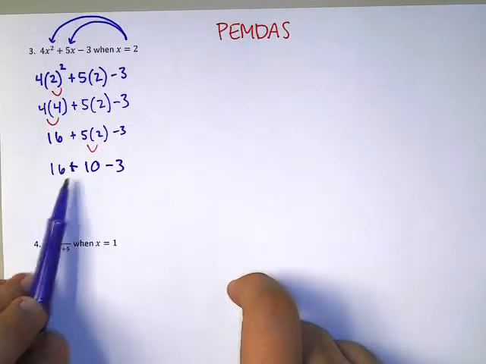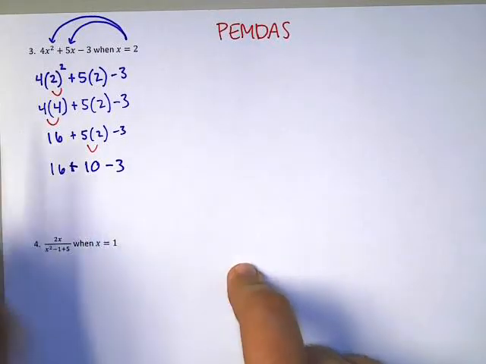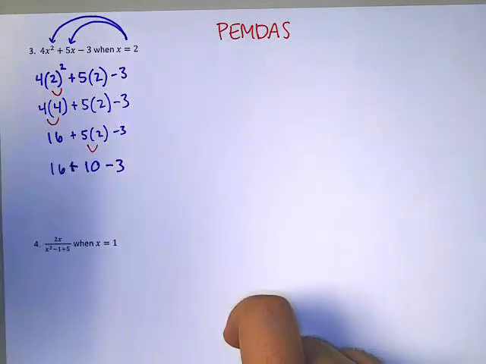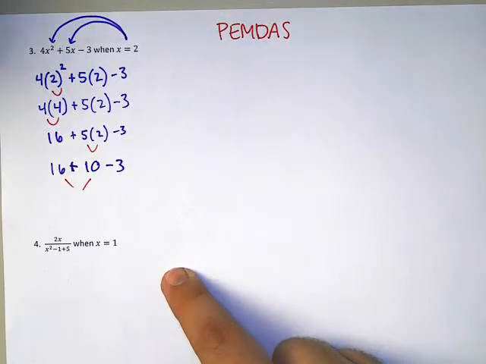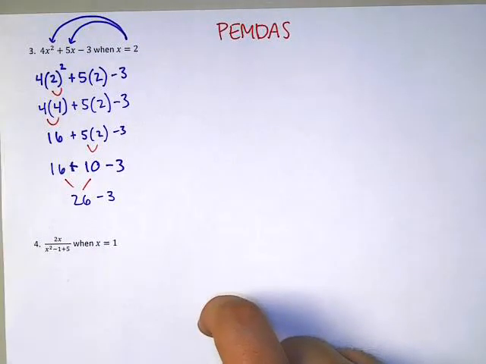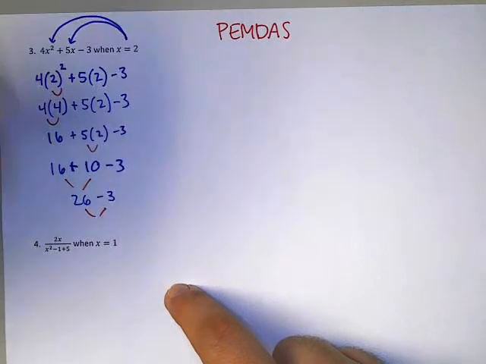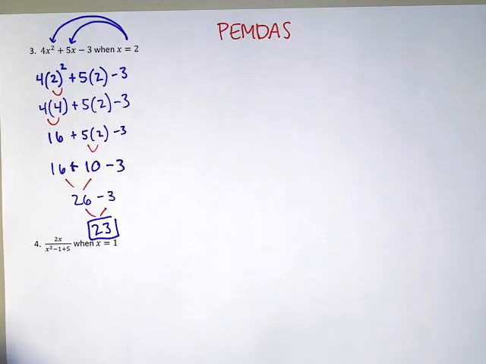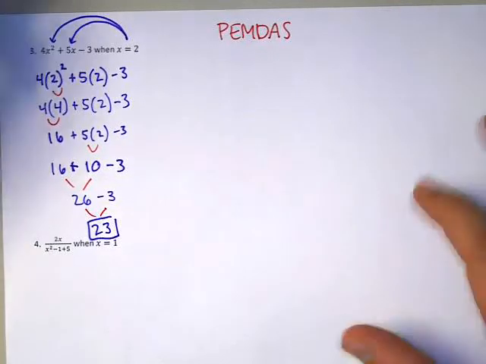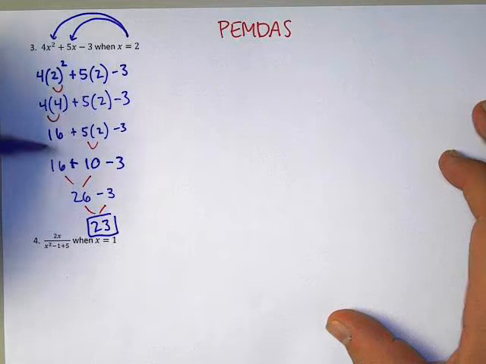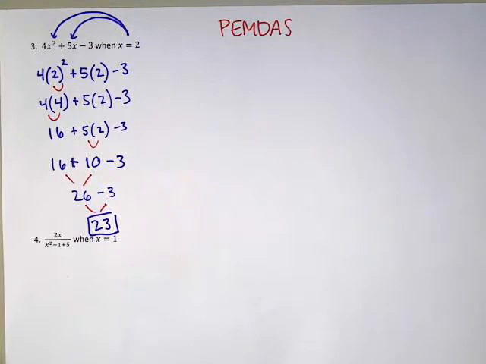Okay, now I have addition, subtraction. When we have addition, subtraction, we always go left to right. So I'm going to perform this first to get me 26, bring down the negative 3, and lastly, 26 minus 3 is 23. Okay, now this would be a tough one to explain, so hopefully you guys just remember your order of operations. Exponents come first, then any multiplications, then you can move on to addition, subtraction.